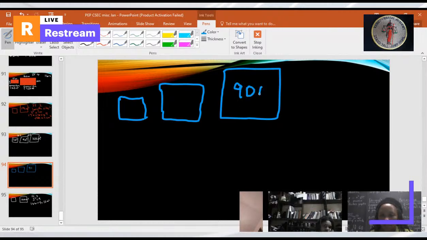So that's 900 centimeters squared. And the scale factor here is 3. And the scale factor here is 5. All right, so fill in the 2 missing areas for me.